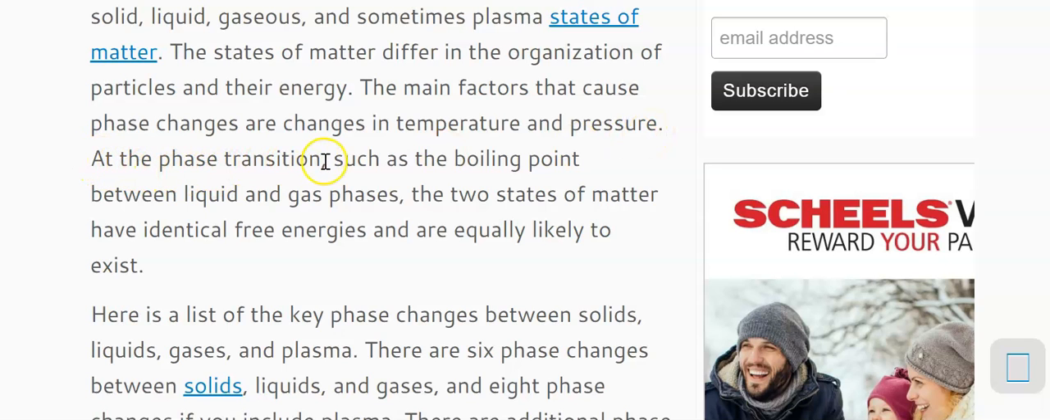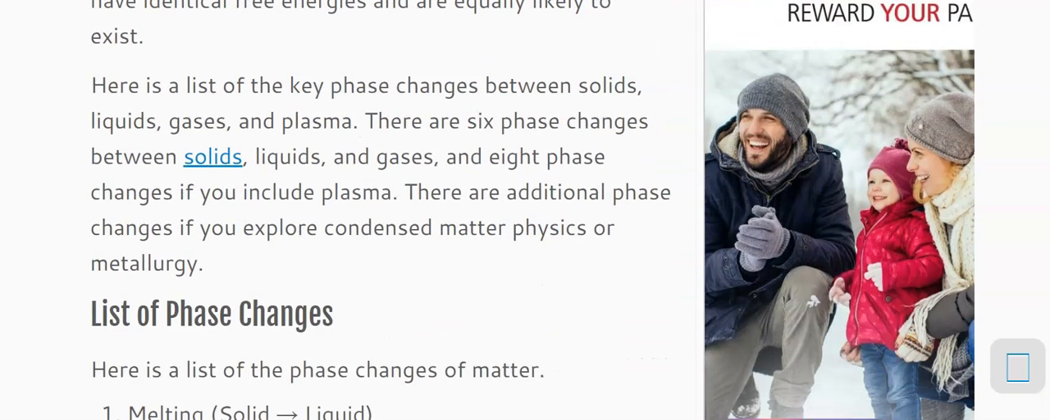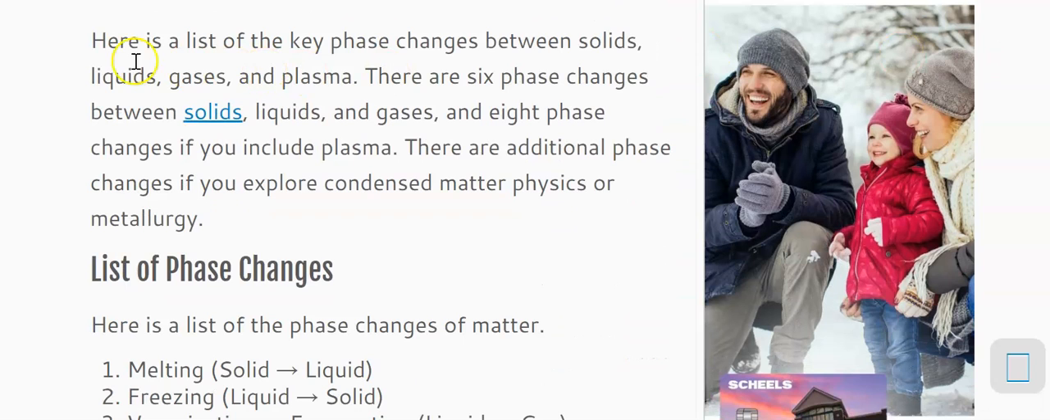At the phase transition, so at the place where you are changing from a liquid to a solid, or like the boiling point, that's when you get between liquid and gas phases. When you're at that point, the 2 states of matter have identical free energies and are equally likely to exist. That part you don't have to worry about much, but it's kind of interesting to think about.